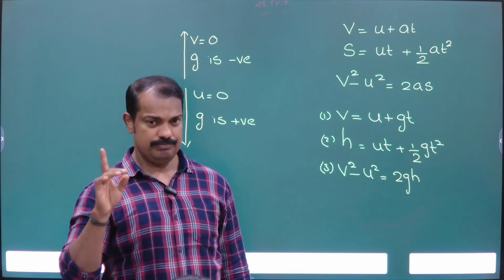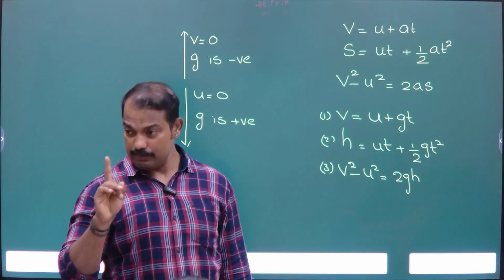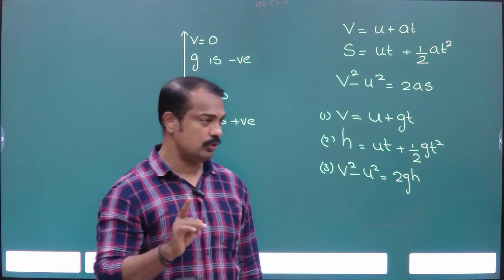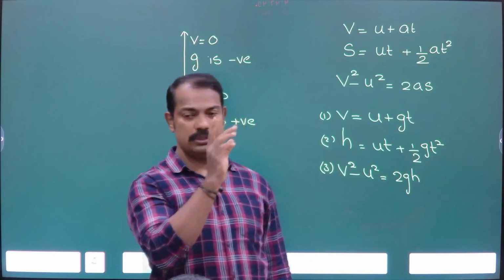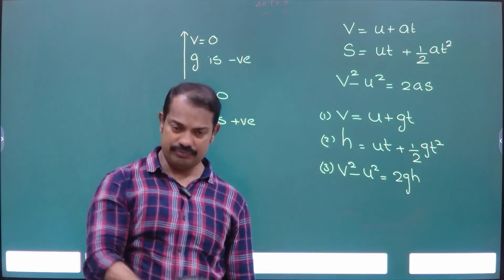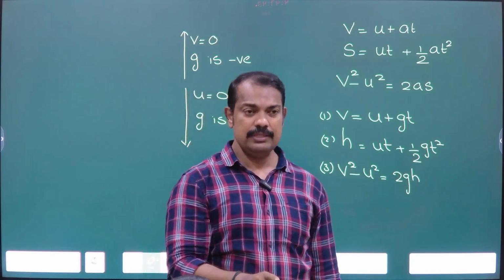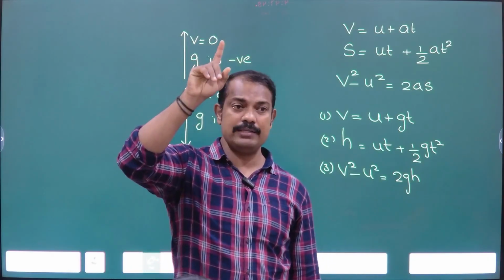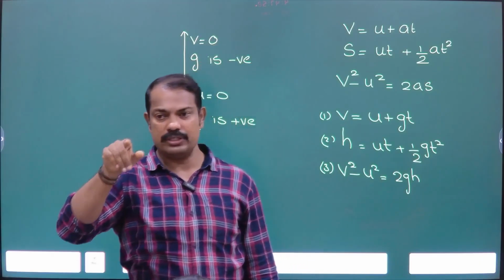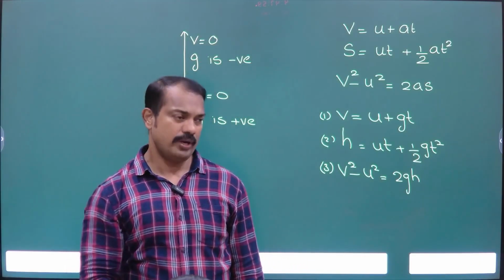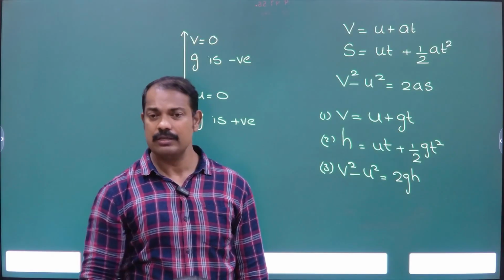And one more thing. In the case of upward motion and downward motion, time of ascent is equal to time of descent. Means the time taken to reach the maximum height is same as the time taken to reach the lowest point, that is the ground.